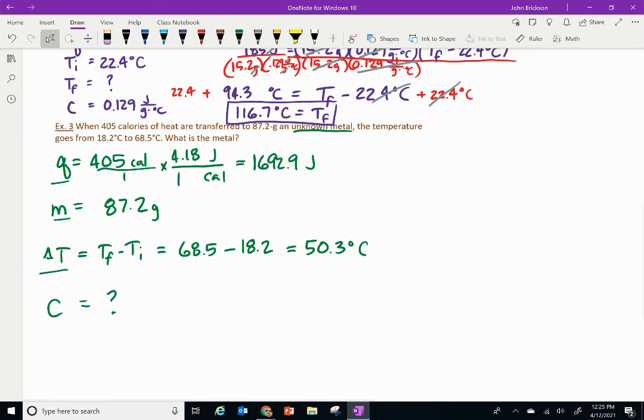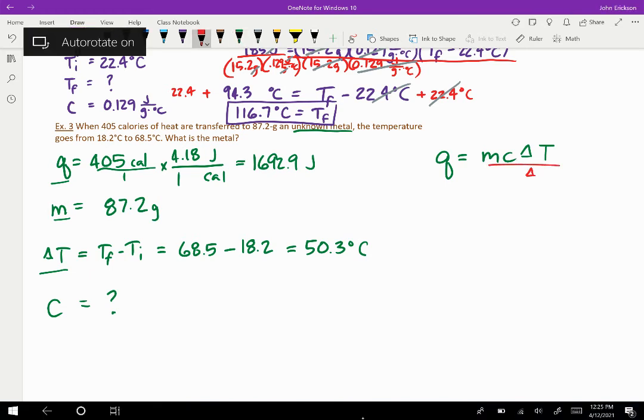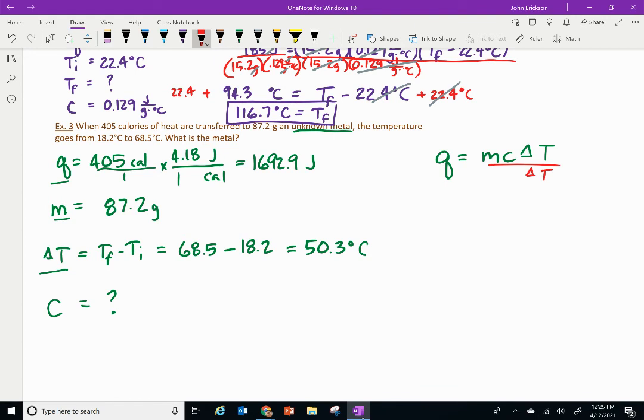So let's solve this. Q equals MC delta T. This time, before I plug any numbers in, let's clean up our equation. Let's solve our equation for C. Well, it's easy to do without all these numbers written in. I'm just going to divide both sides by delta T. I'm going to divide both sides by M. And rewrite my equation in terms of C. So C equals Q over M times delta T.